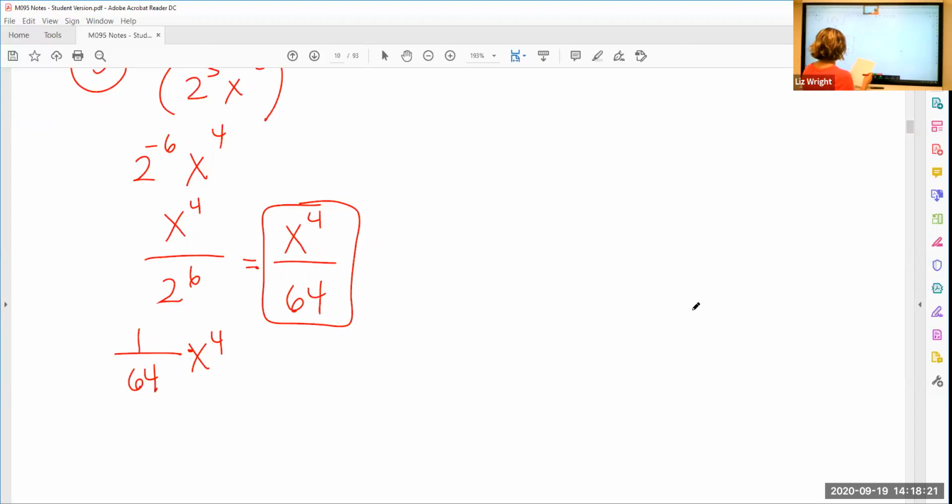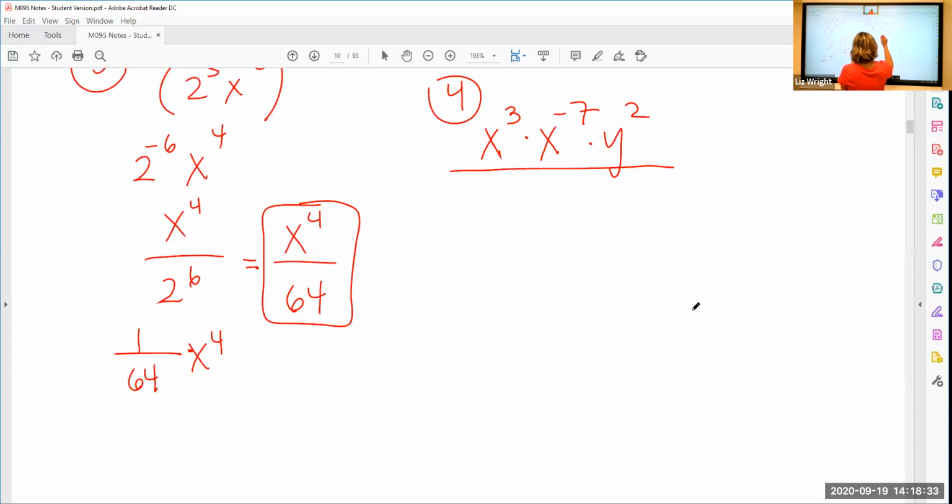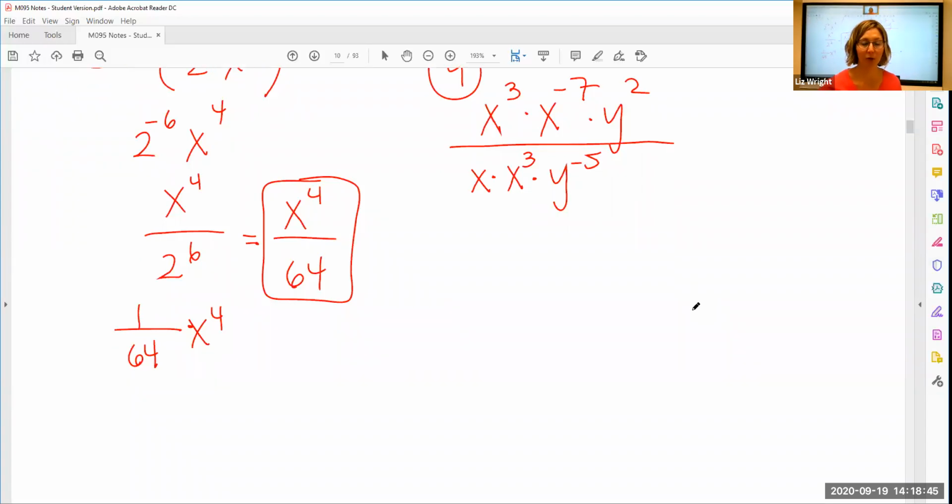All right, another example. This should be number 4. So number 4, we've got x to the 3rd times x to the -7th times y squared all over x times x to the 3rd times y to the -5th. Again, pause the video. See if you can get this one done on your own. And I'm going to work through this one, but I want you to pause it right now and then work through it and see how you do on this one.